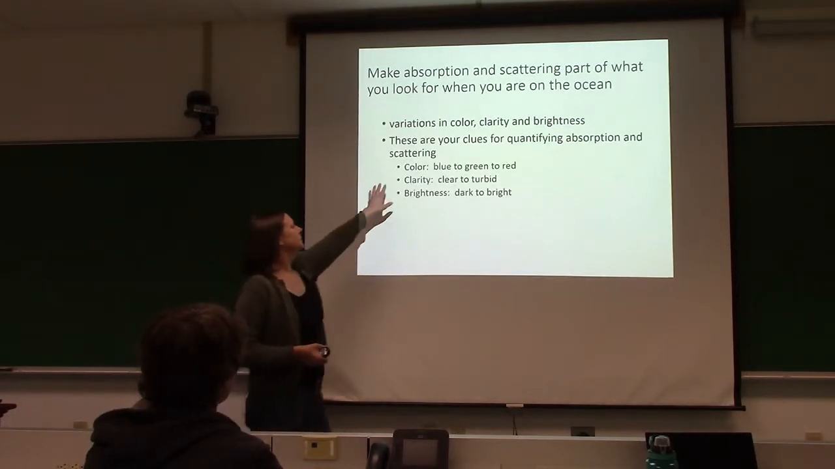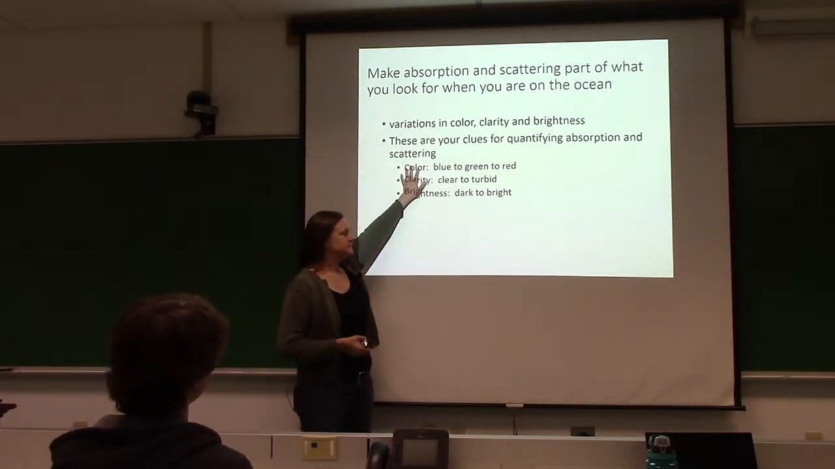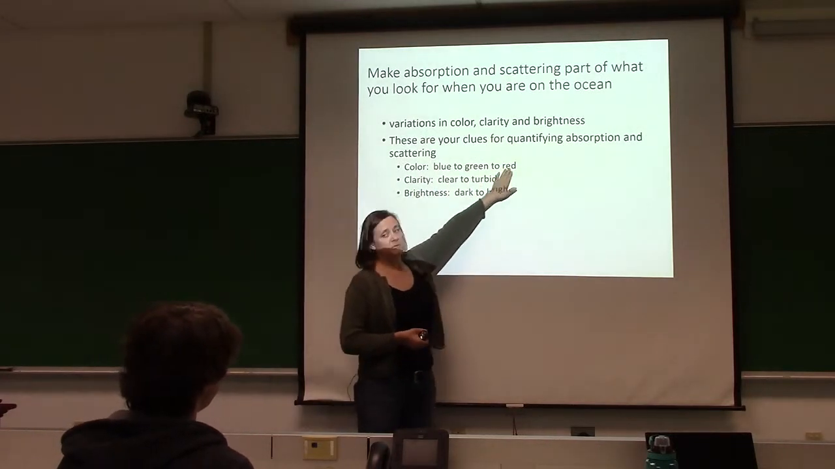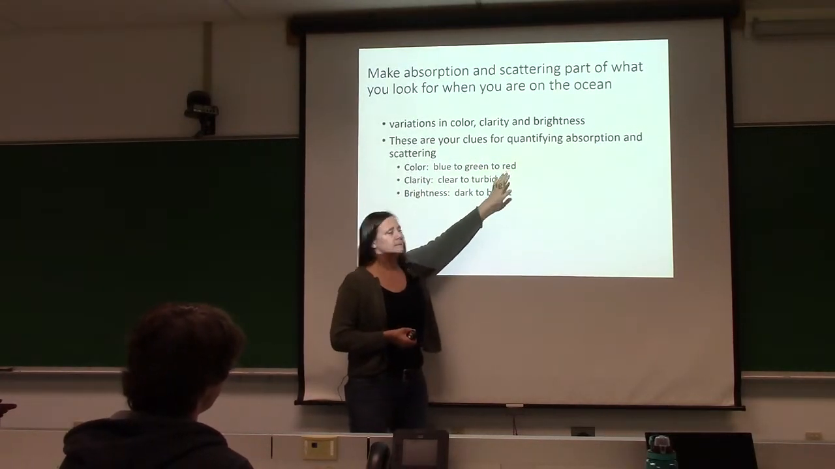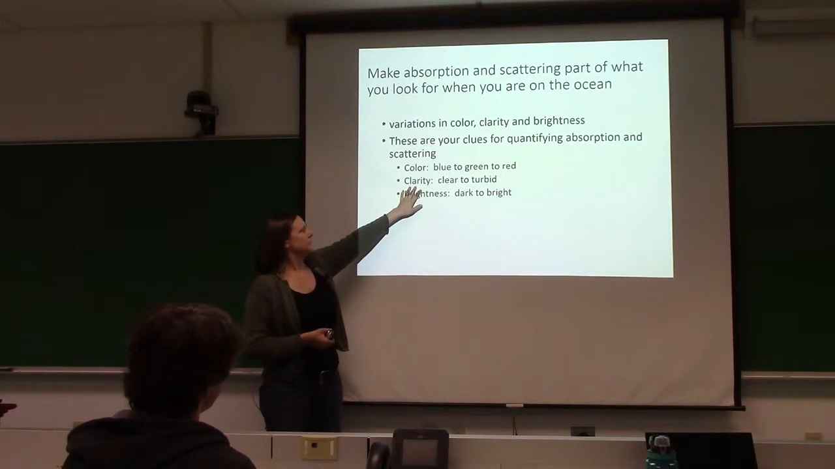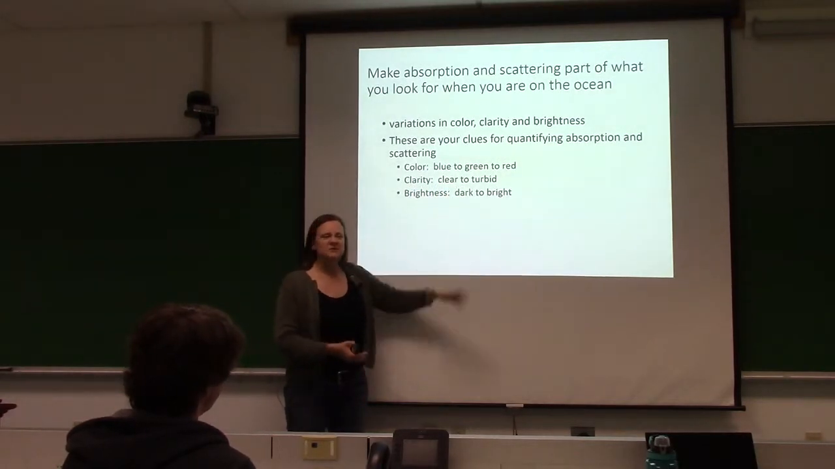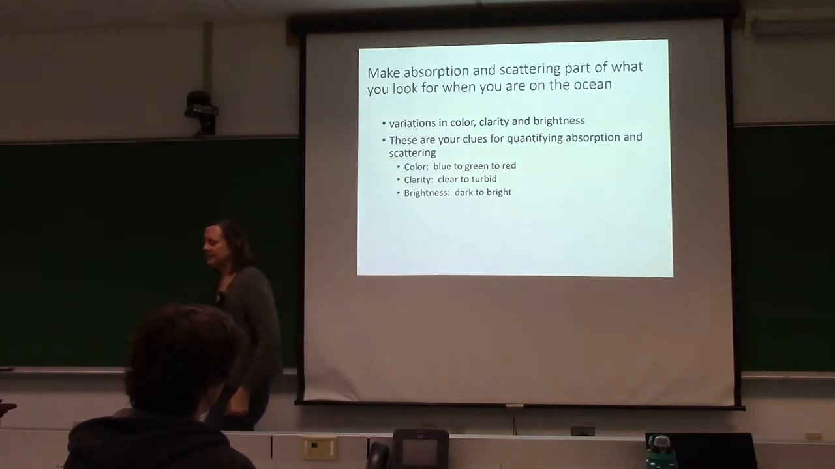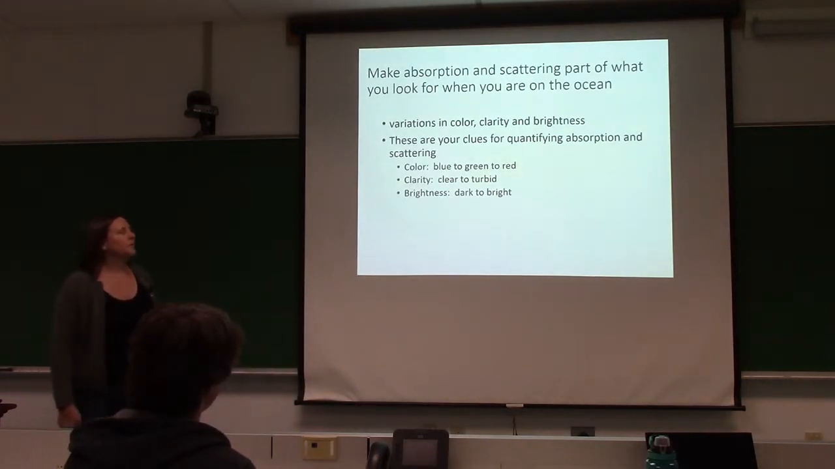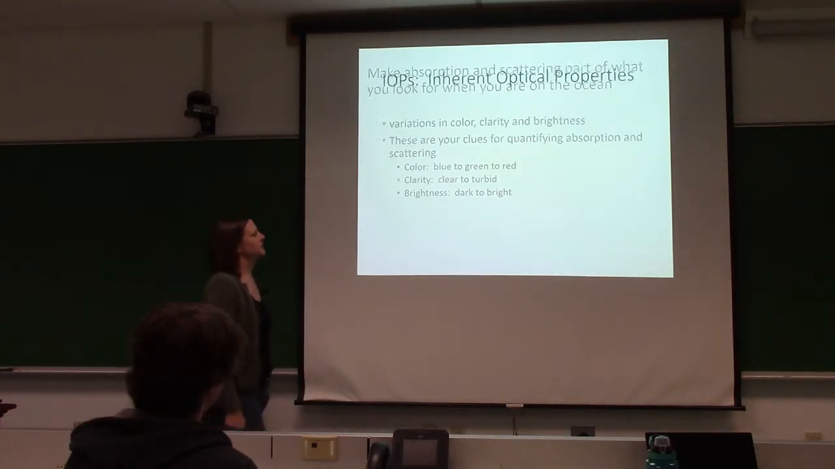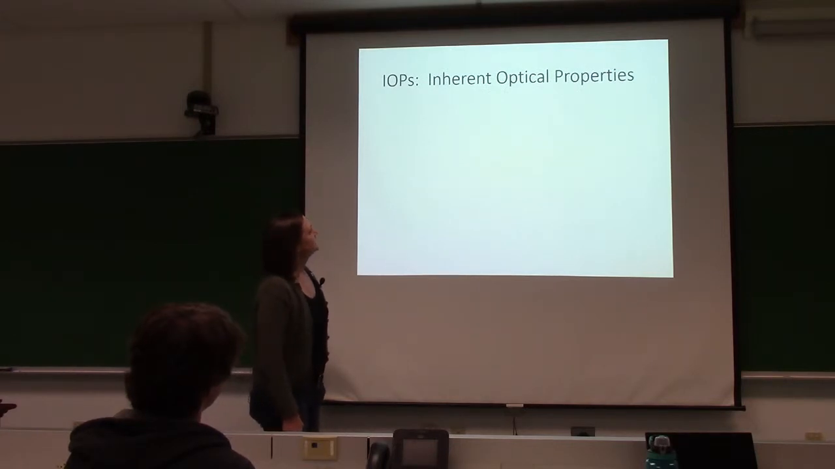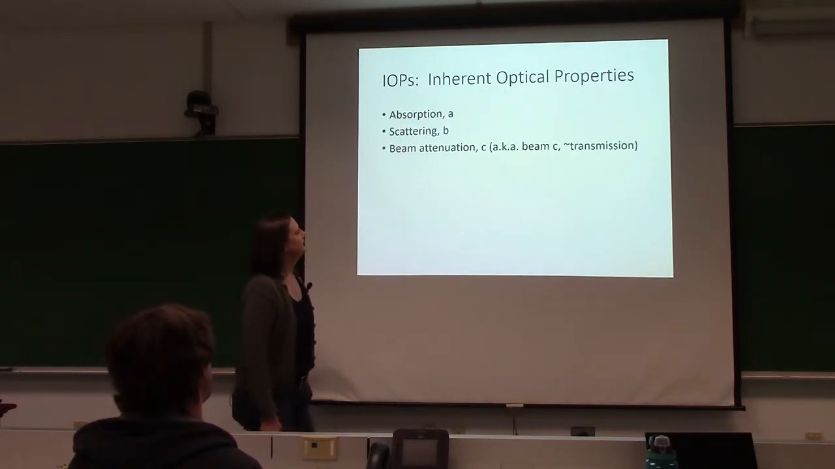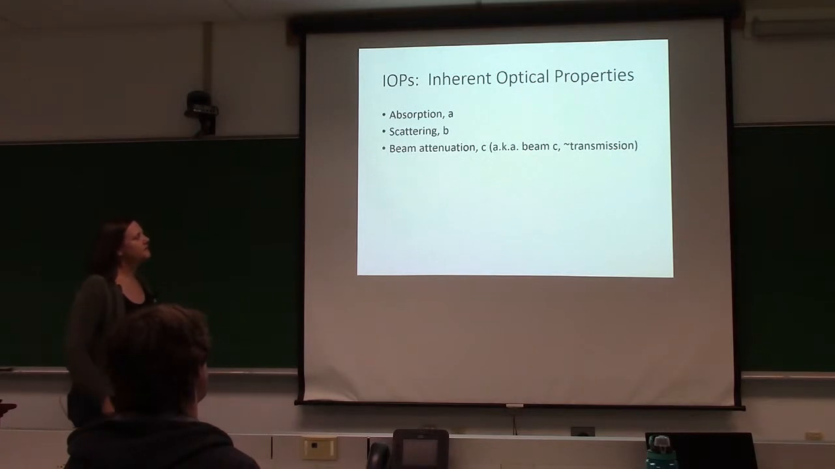Okay, so always look at the color. Blue to green, sometimes red. That's a sad thing when that happens, sometimes. Clarity, is it clear? Is it turbid? Can you see the particles? Is it bright or dark? Think about those characteristics, and we'll begin to interpret them in terms of optical properties. All right, so those are the IOPs: absorption, scattering, and beam attenuation. You'll have lectures on all of these.